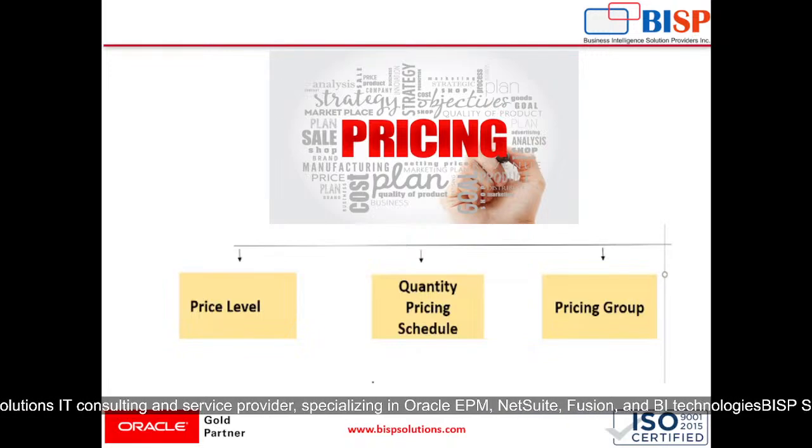Then pricing groups. Groups of items can be assigned to a pricing group, allowing for batch price updates and easier management of prices across similar items. Then customer specific pricing: special prices can be set for specific customers. This is often used for key accounts or long term customers who have negotiated special pricing.